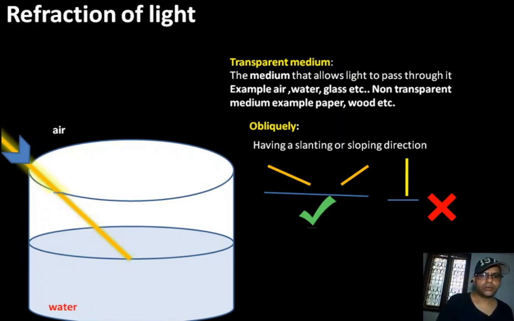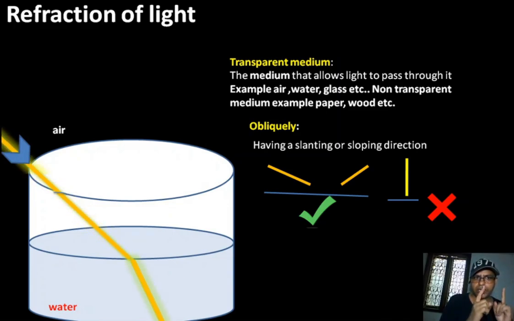So what happens then? When a ray of light enters obliquely from one transparent medium to another transparent medium, what happens? The ray gets bent at the surface of separation. This is the surface of separation. Water over here and air over here. This is the surface of separation of these two media. Here the ray gets bent or its path undergoes a deviation. This phenomenon is called refraction of light.